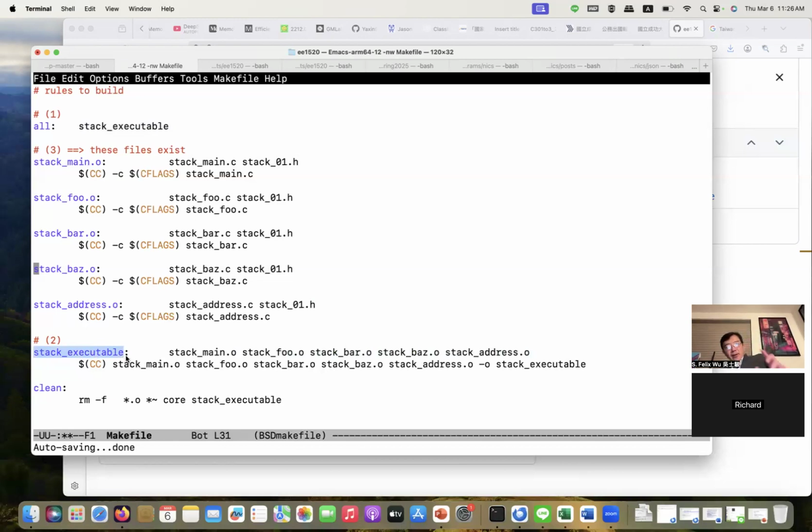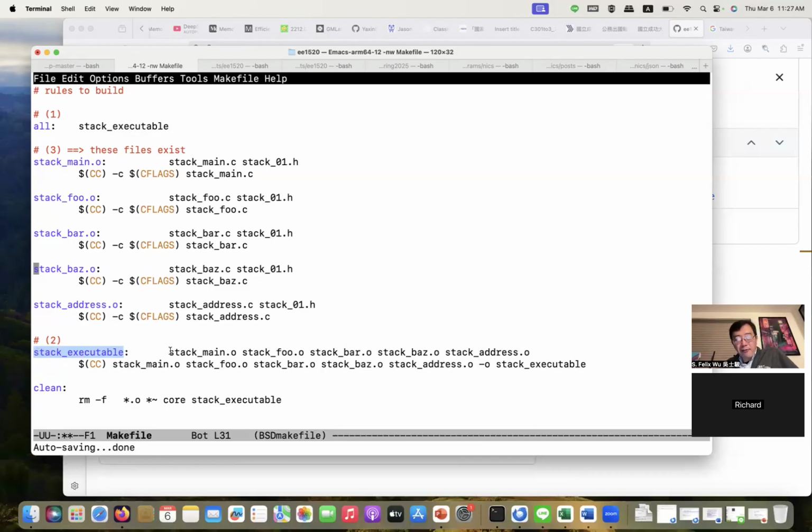Okay, so that's that. Hopefully you got that. You have the all rule, and now by triggering the all rule, you're going to trigger the other rule called stack executable. Okay, the same principle. So now I'm going to execute the stack executable rule.